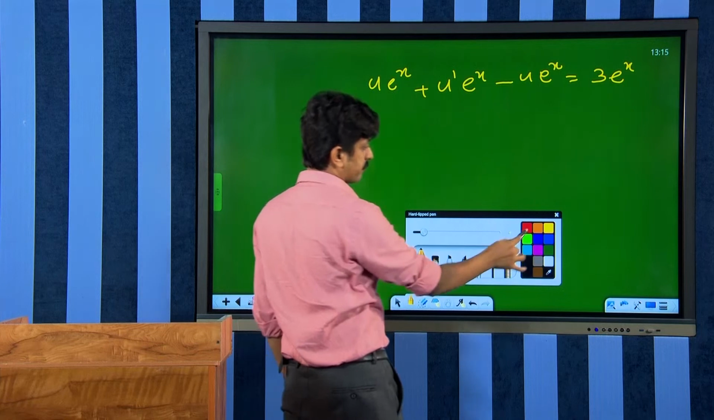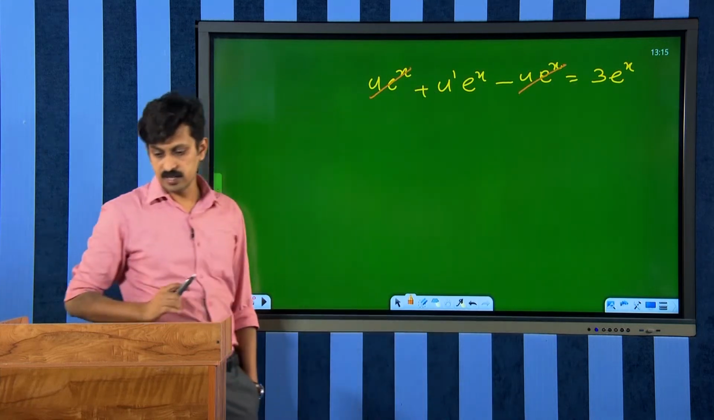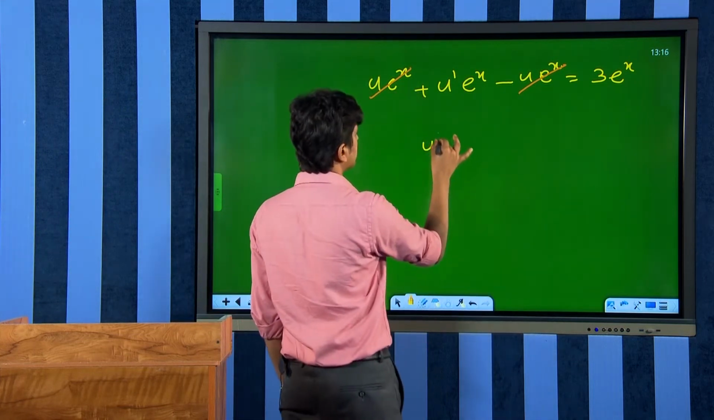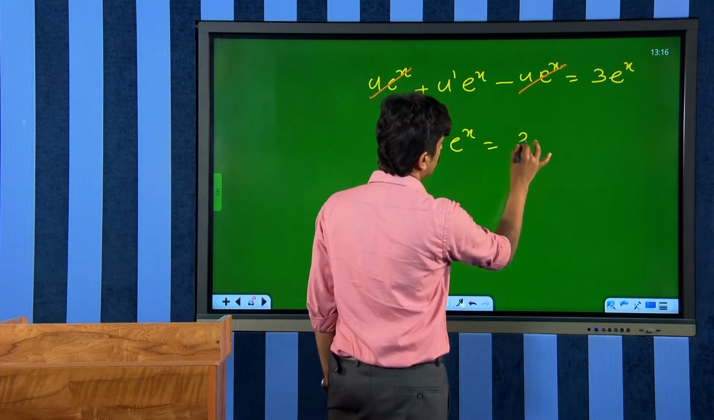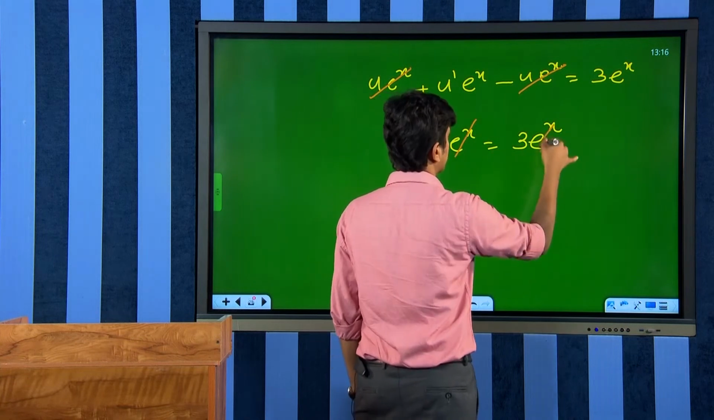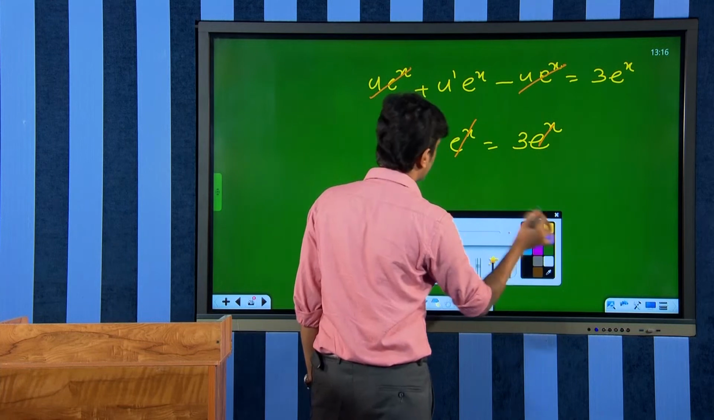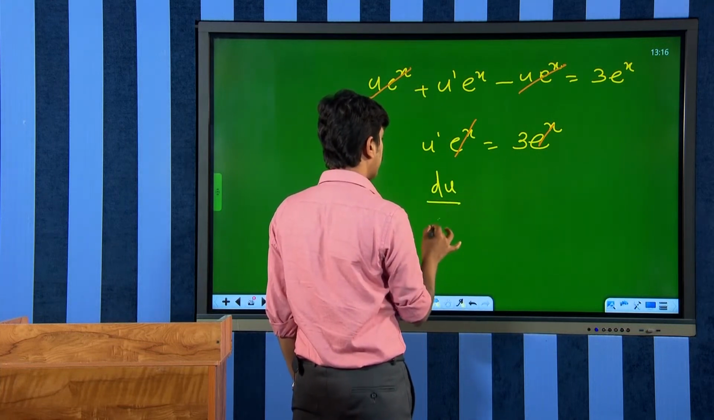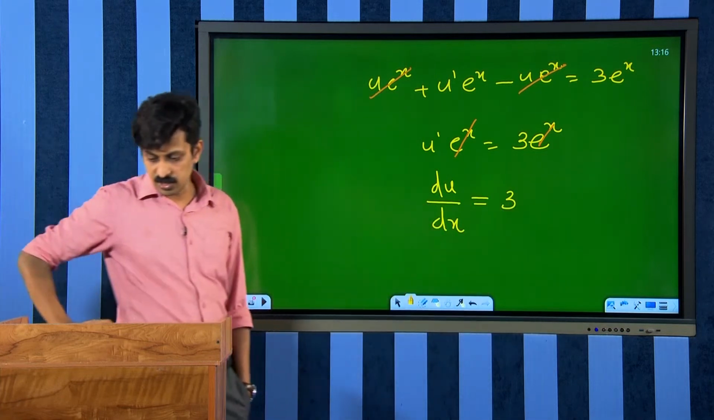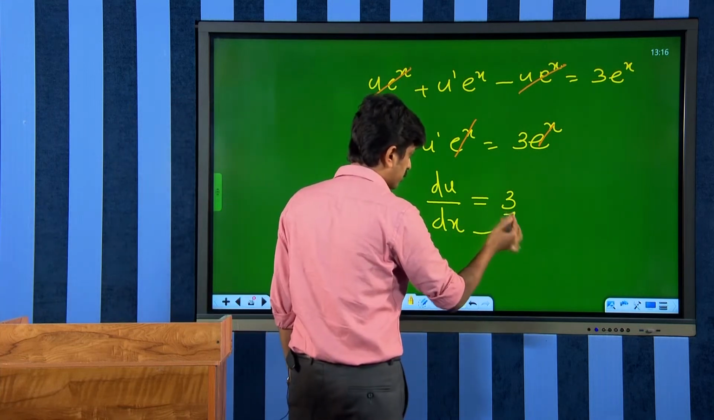We are able to cancel u e raised to x and minus u e raised to x. Finally, we have u dash e raised to x is equal to 3 e raised to x. Also, we can cancel e raised to x on both sides. Now, u dash, that is du/dx, is equal to 3, and we can take dx to the other side.